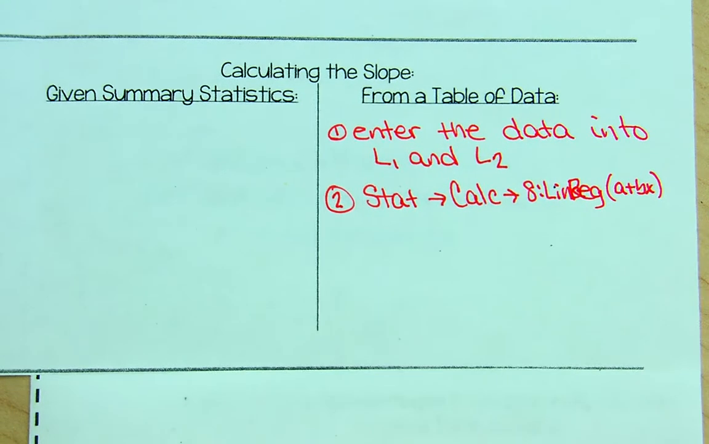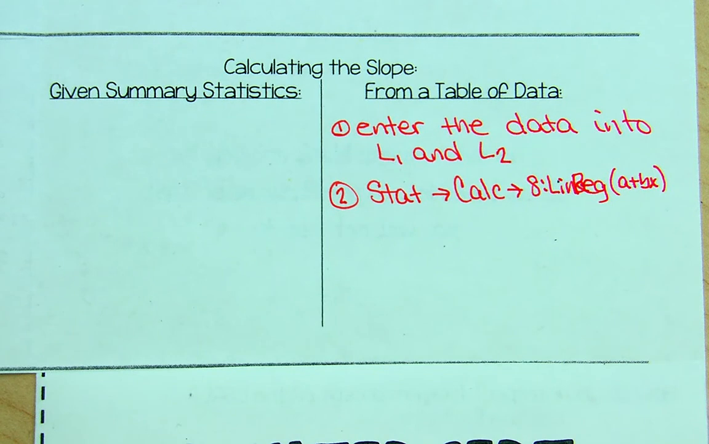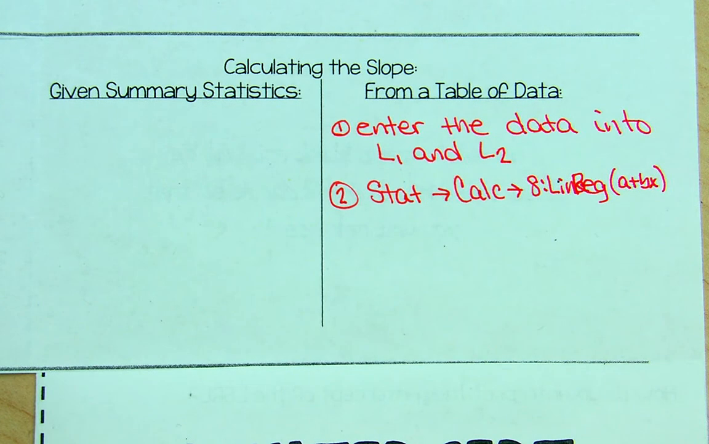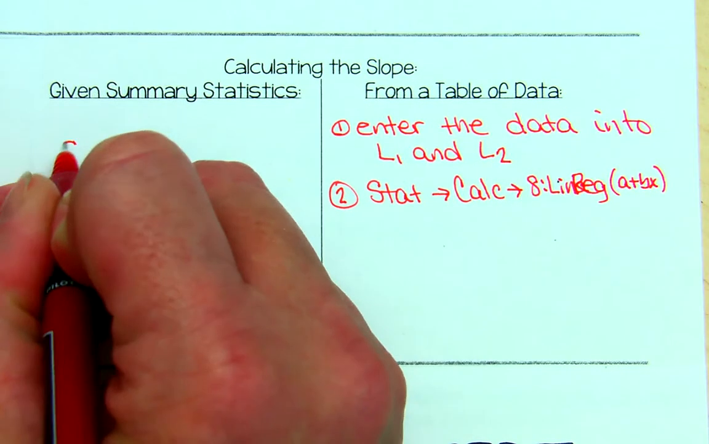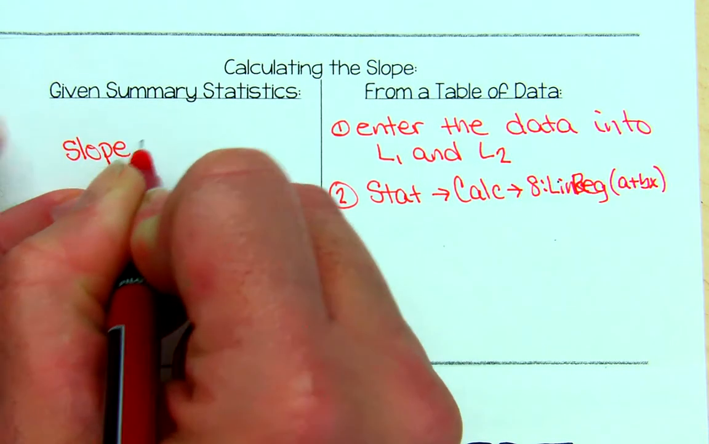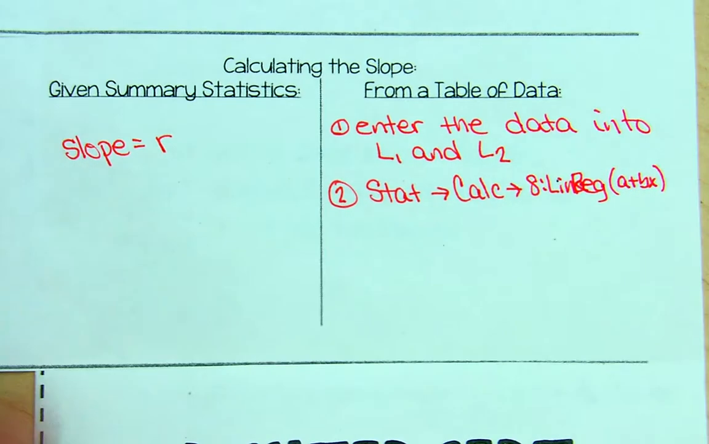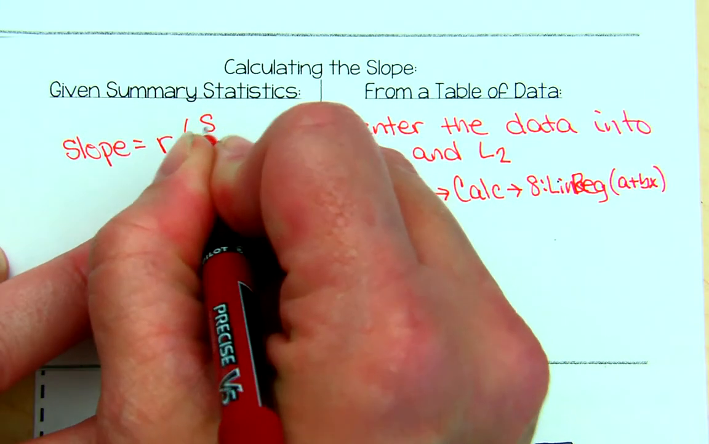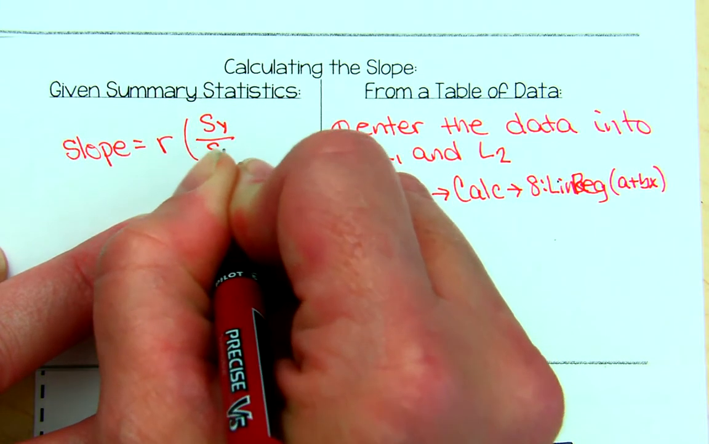So we looked at doing some of that yesterday, looked at some of that last week. Now we're going to look at what if they give you summary statistics. So sometimes they just give you information about the data instead of giving you the data. So if that happens, the slope is equal to the R value, so that's your correlation coefficient, times the standard deviation of Y over standard deviation of X.